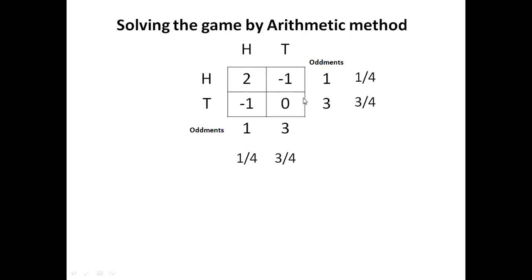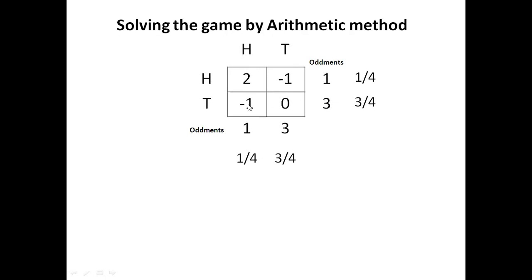This 3 should be written in the next row, in the second row. The difference of these payouts of the first strategy should be written in front of the second row. This is called the oddments of player 1 or player A.